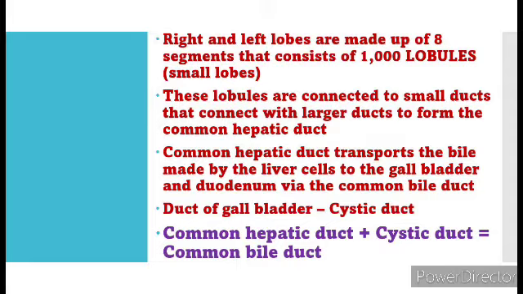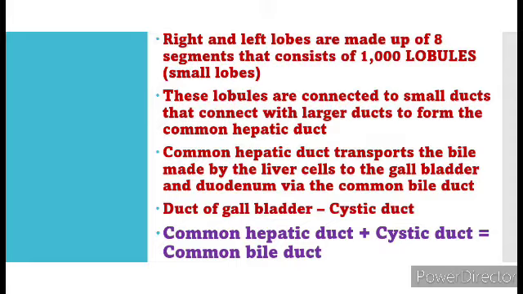These two ducts combine to form the common hepatic duct. This common hepatic duct transports the bile which is made by the liver cells to the gallbladder and duodenum via the common bile duct. So what is this common bile duct? The duct from the gallbladder is called cystic duct.